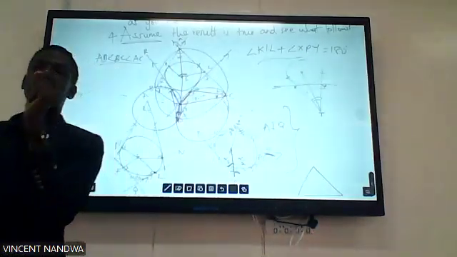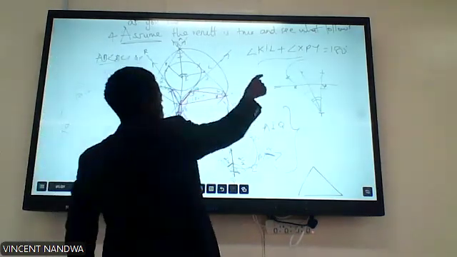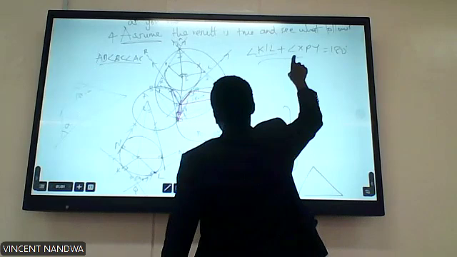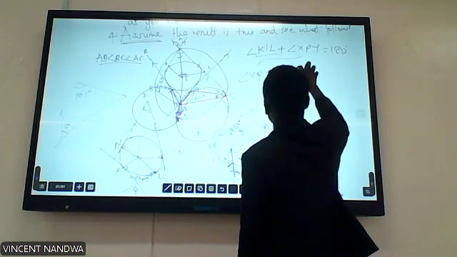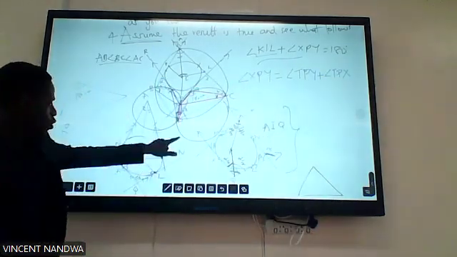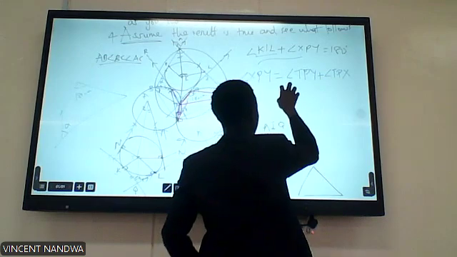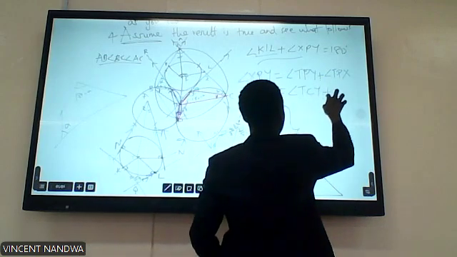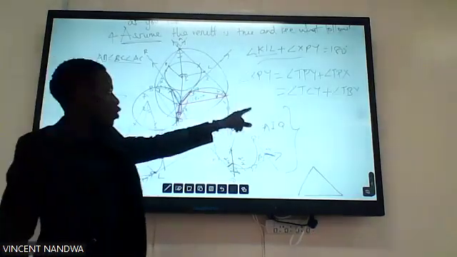But I want to say, can I find other angles that are related to this that can help me create this relationship? Convince yourself of this later. I have that angle XPY is equal to angle TPY plus angle TPX. But then because of the circles I have found, I also have that angle TPY is equal to angle TCY. So this is equal to angle TCY plus angle TBX. Okay. So I've found different angles to relate this relationship.